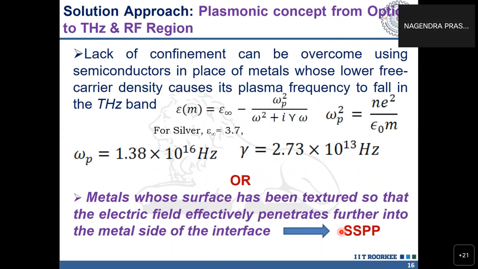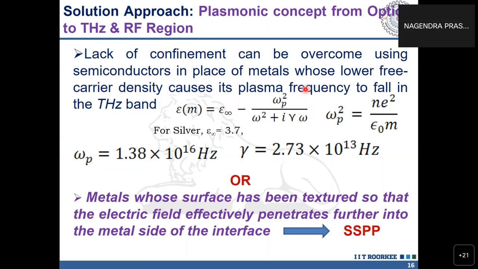If you see the mathematics, you can find that the lack of confinement can be overcome using semiconductors in place of metals. Why? Because lower free carrier density causes the plasma frequency to fall in the terahertz band. You can see that epsilon m is epsilon infinity minus omega p squared divided by omega squared plus i gamma omega, where omega p squared, the plasma frequency, is N e squared over epsilon 0 m. N is the concentration, e the electronic charge. So this N can be controlled. You know that in semiconductors, N can be externally controlled with the help of doping, etc. So if you can control N, it means you can play with omega p.